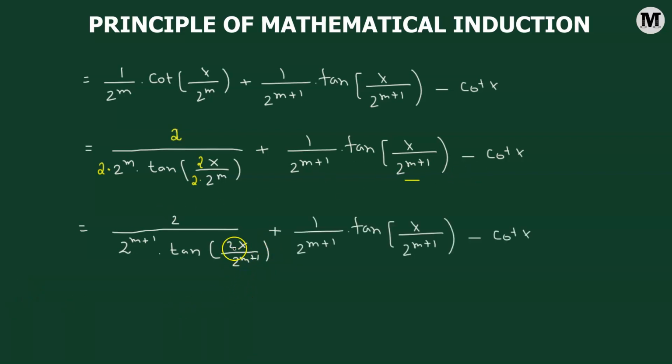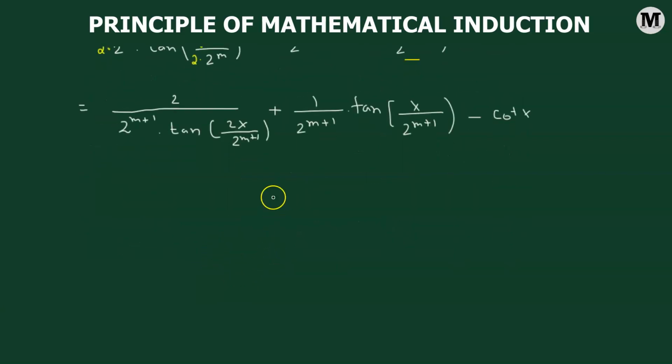Now, the whole reason of multiplying the angle of tangent function with 2 in the numerator and the denominator is because we're going to apply a formula here. We have a formula.